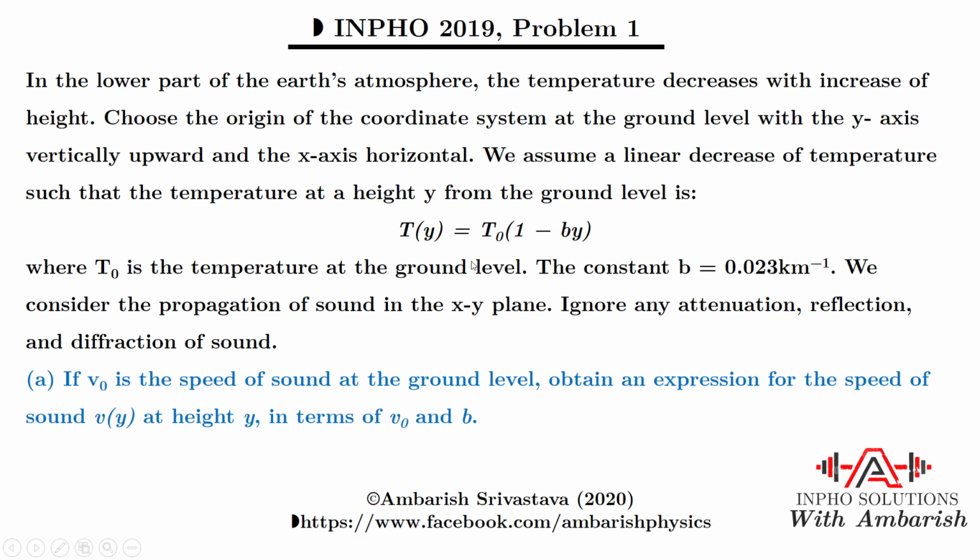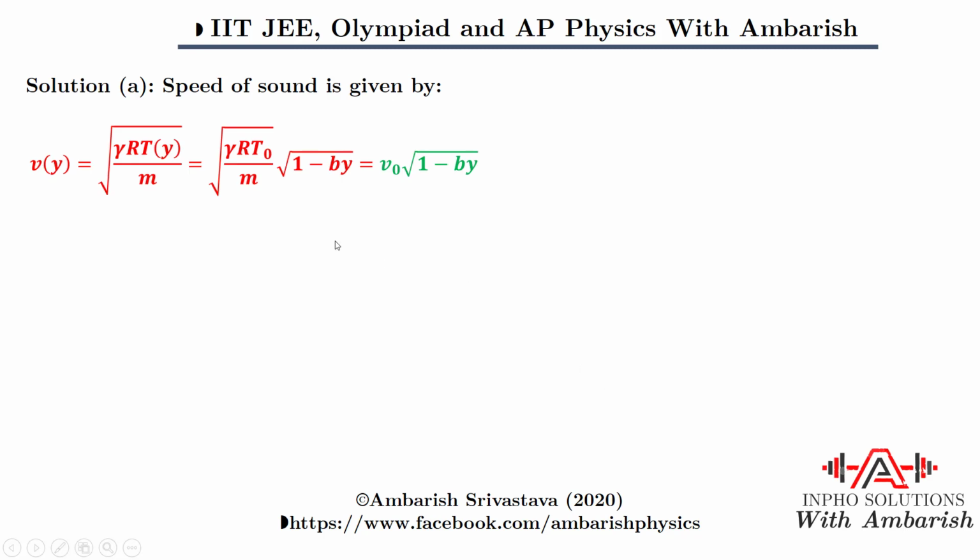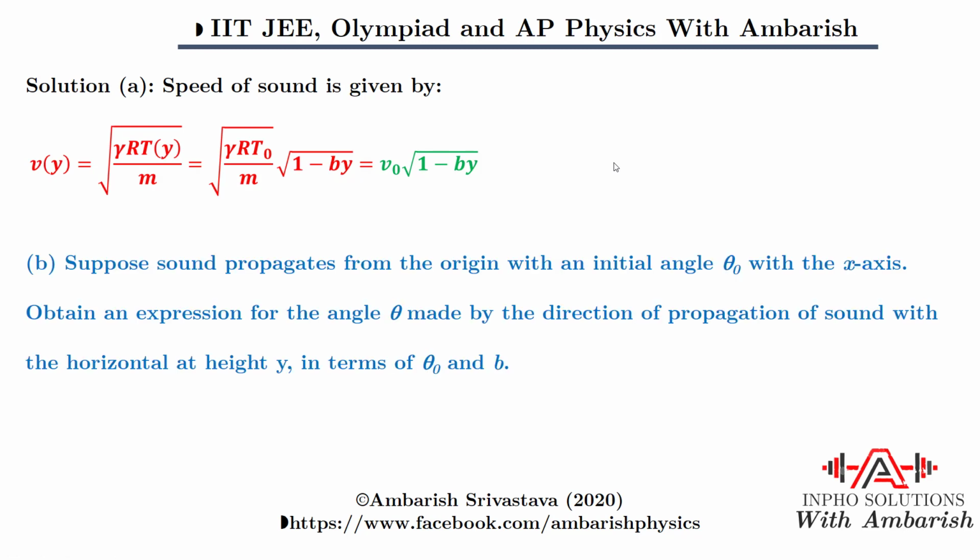So at ground level it is root of gamma R T0 by M, and at general height we just put, instead of T0, this value T0(1 - By). So that's what I've written here in the equation. Speed of sound Vy is root of gamma R T by M, and we just put the value of T as a function of y, and we get root of gamma R T0 by M is V0, so V0 into under root of 1 - By. So pretty straightforward, direct question. Then let's look at question number 2.